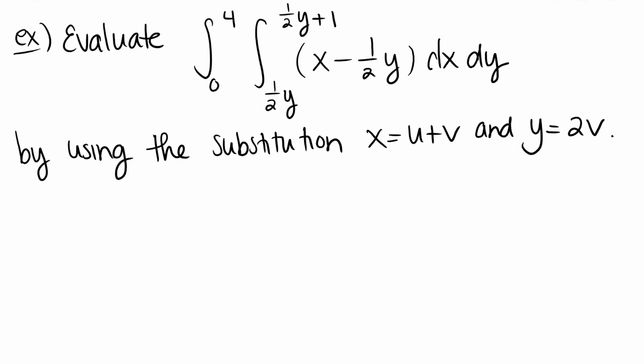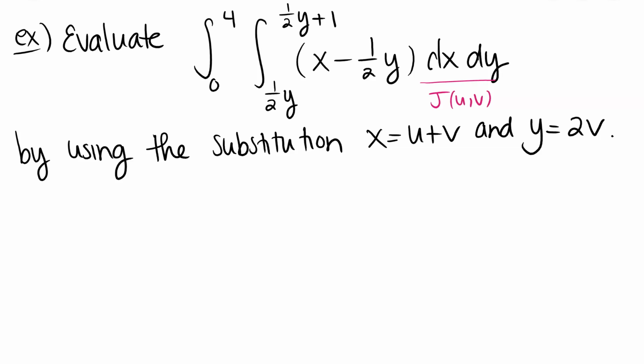So here's what we have to do. I know that this x is going to be replaced with u plus v. That's not going to be too hard to see. So for my integrand, it's not a big deal. And this y I'm going to replace with 2v. For the integrand itself, I don't have a lot of work to do. What work do I have to do? I have to figure out the Jacobian of u and v.